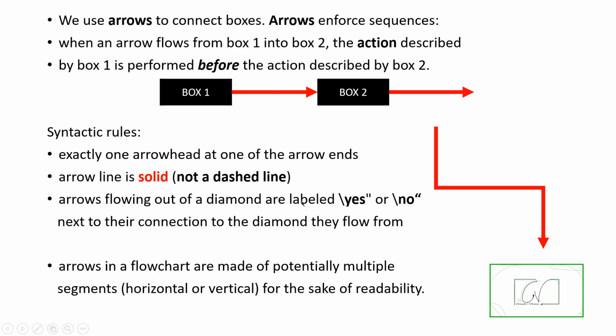Arrows flowing out can be labeled yes or no. It depends on the questions you have in your action boxes. I'm just using basic box 1 and box 2, so there are no conditions specifying yes or no. Arrows in flowcharts are made of potentially multiple segments for the sake of readability.